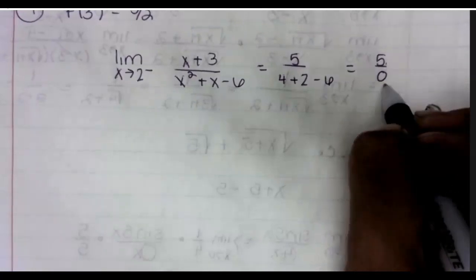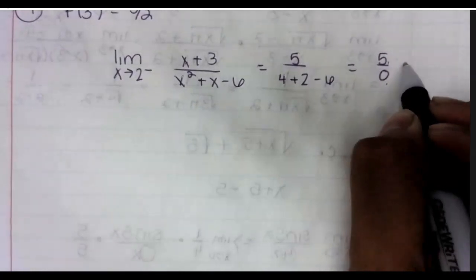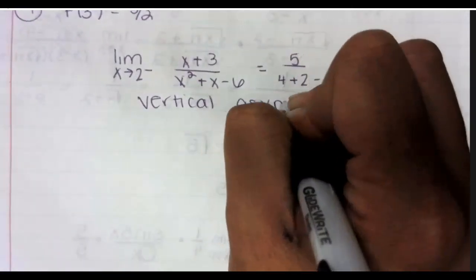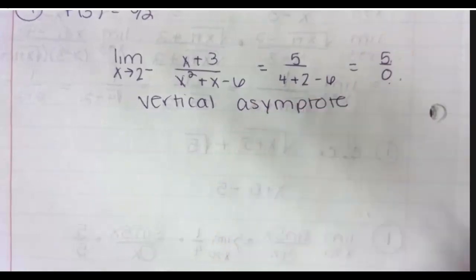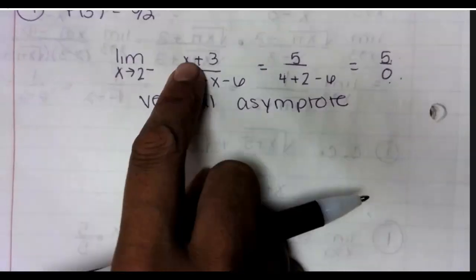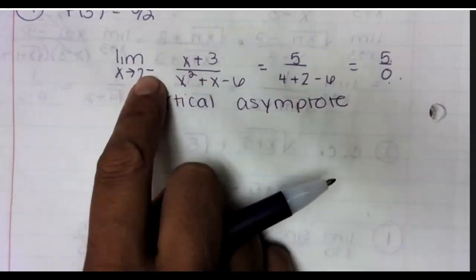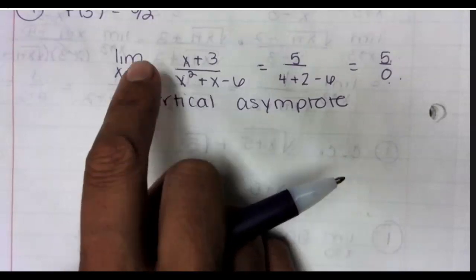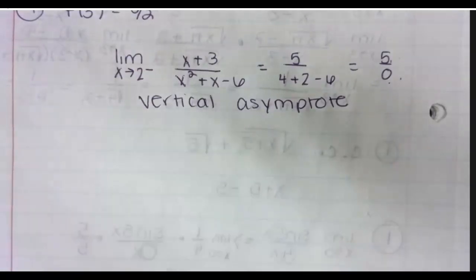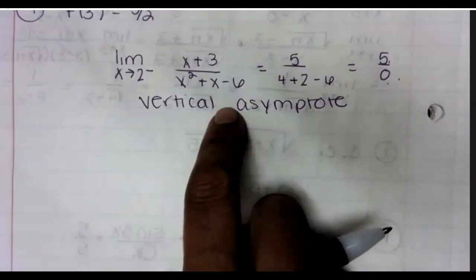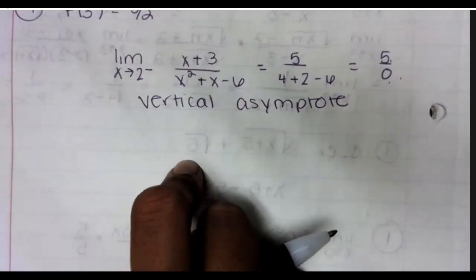So we have 5 over 0. Anytime you get a number over 0, you need to think vertical asymptote. Okay? Which means your limit is going to be an infinity. So if we're looking at the limit from the left, you just need to determine, is it going to be positive or negative to the left of 2? So if you get 5 over 0, it's a vertical asymptote, which means your answer is an infinity.